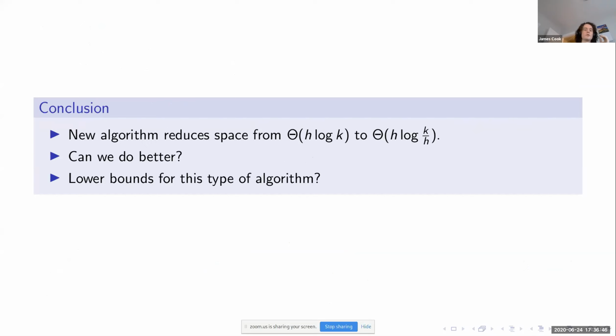There are two directions we're interested in from here. The first is, can we make our algorithm use even less space? Another interesting direction would be to find some kind of lower bound against this entire class of algorithm. So for example, maybe a lower bound could tell us we've pushed this technique as far as it can go, so we need to keep looking if we want to make the space smaller. And that's it. Thank you.